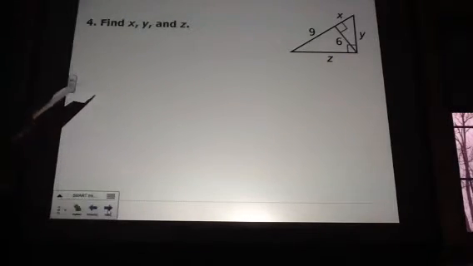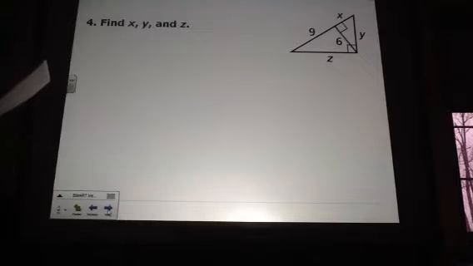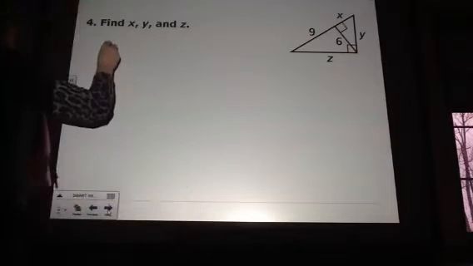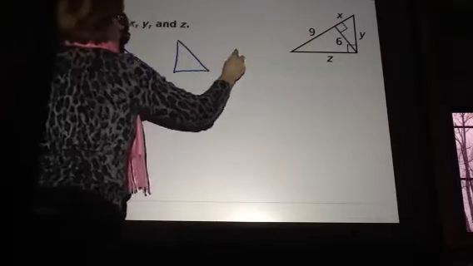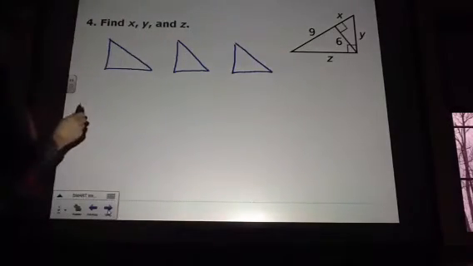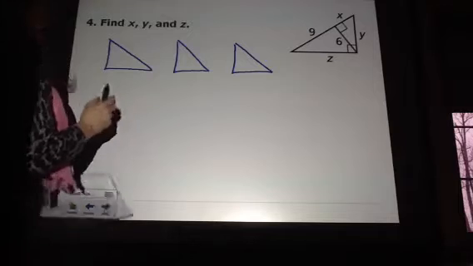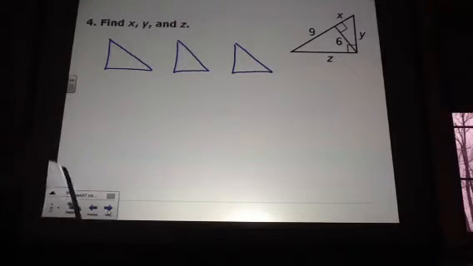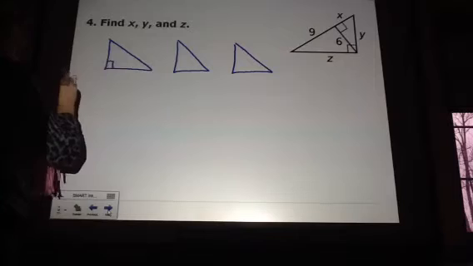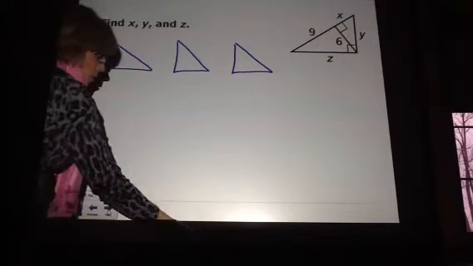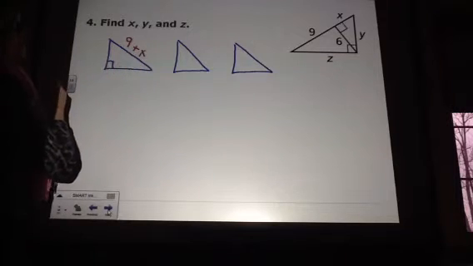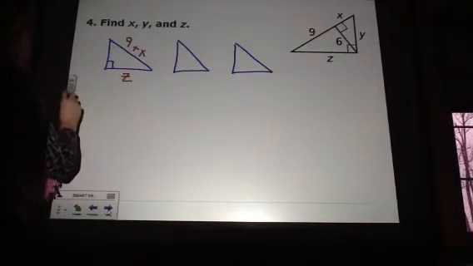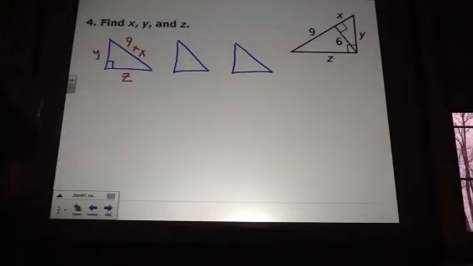This is 8-1 part 2, and we're going to use geometric means to find the value of x, y, and z. Okay, what I need to do first is to redraw these three triangles. With my larger triangle, I have my right angle here, and my hypotenuse is 9 plus x, and my longer side is z, and my shorter side is y.